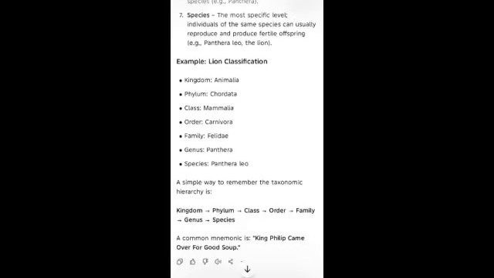So, for a quick reminder, you should know that for you to classify the hierarchy of living organisms or animals, you should think about the kingdom, which is Animalia. We think about the phylum, the class, the order, the family, the genus and the species.